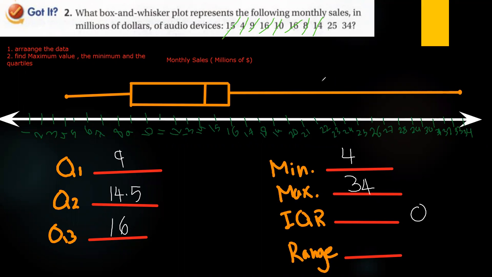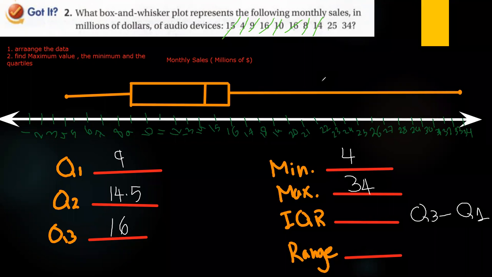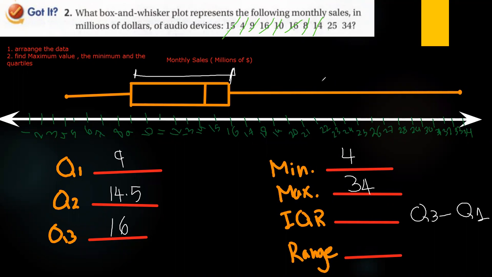IQR, its formula is Q3 minus Q1. I mean, it's the length of the box. So how much? 16 minus 9 is 7. This is the IQR. Now the range is the length of the whole box and whisker plot.